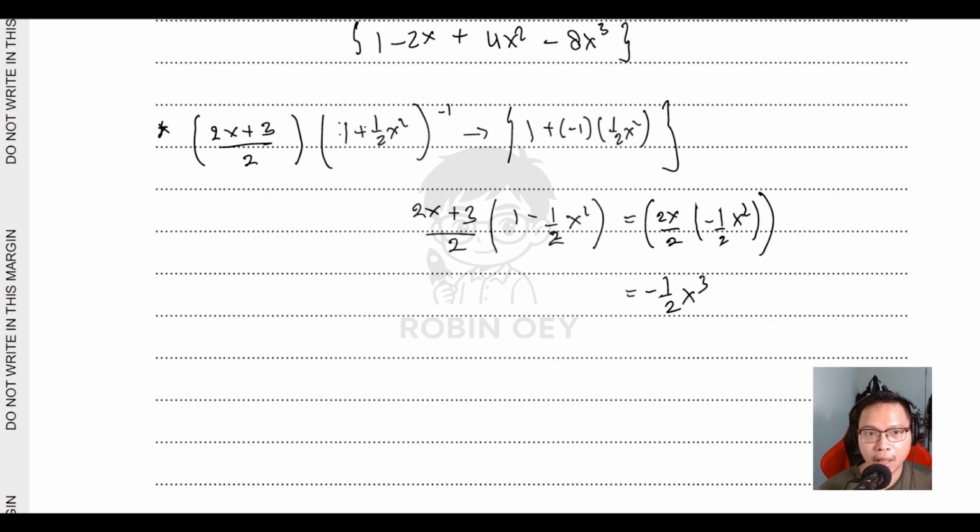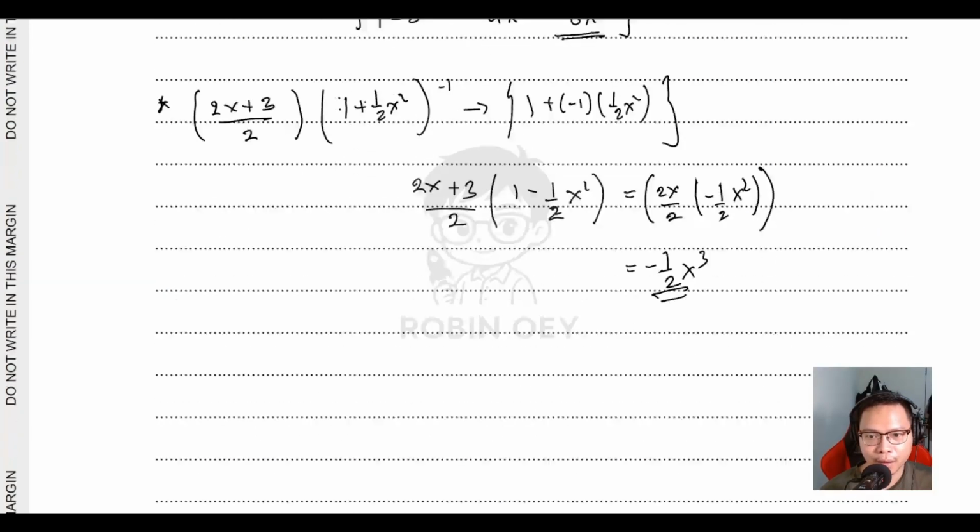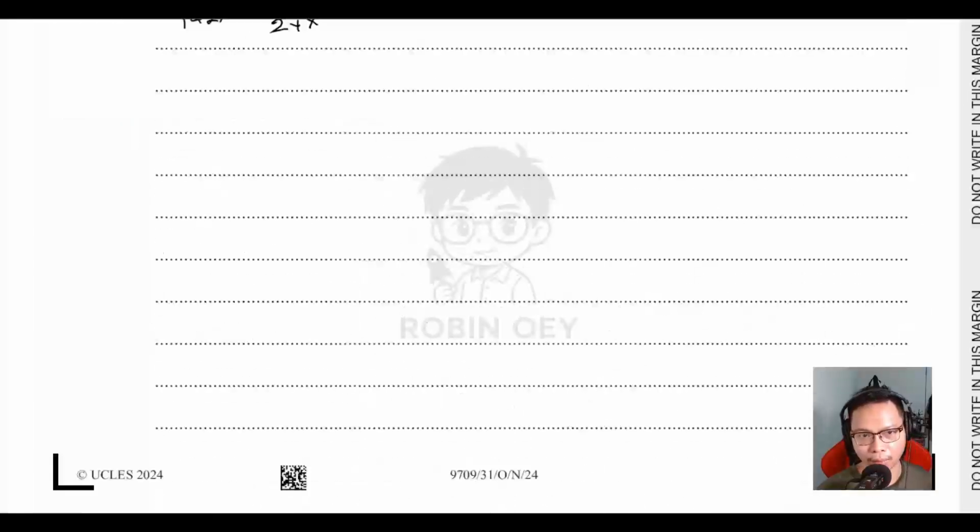So we have the previous one, negative 8x cube, and now we have negative half x cube. So the total coefficient for x cube would be negative 8 minus half, which is negative 8.5. Yeah, so that is it for number 7.